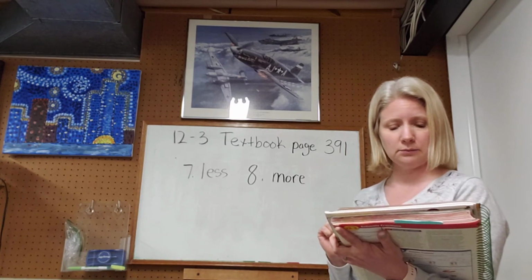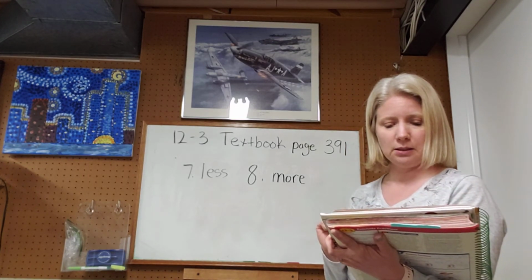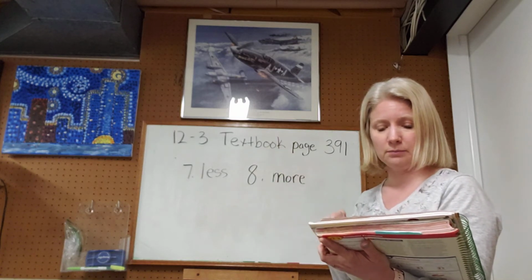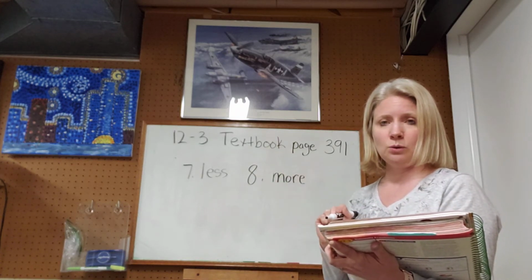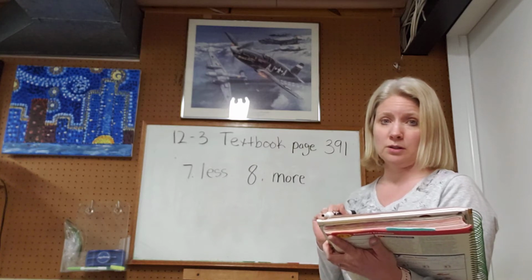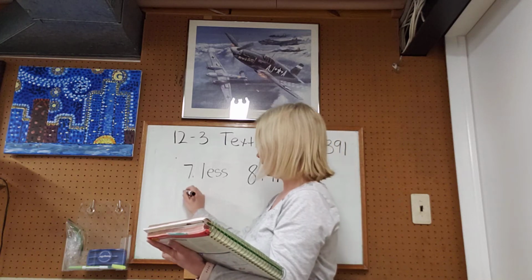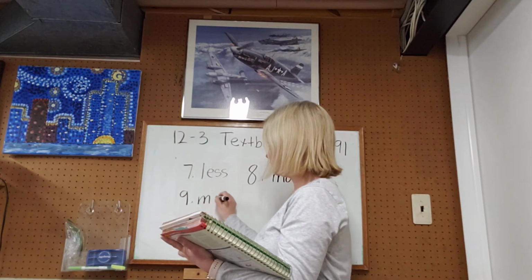Number 9, look at the yellow boxes, is more than half. There's 4 on the top and 4 on the bottom. So that would be 8 total. Half of 8 would be 4. So yes, more than half is shaded. For number 9, yes, more than half.